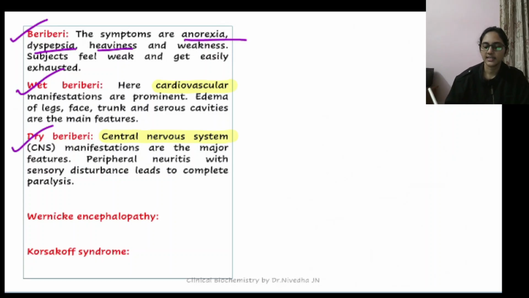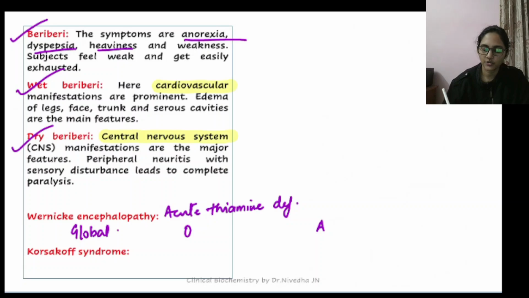And what is Wernicke's encephalopathy? That's an acute thiamine deficiency. Yes, it's acute thiamine deficiency. In which case, what are the three features you will have? You have GOA, is it not? It is global confusion, ophthalmoplegia and ataxia. So these are the manifestations of Wernicke's encephalopathy.